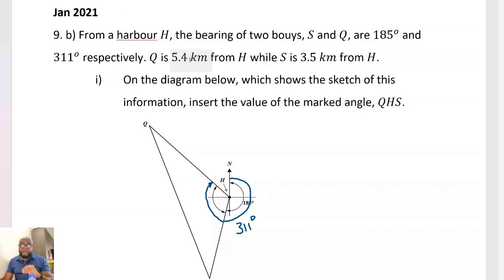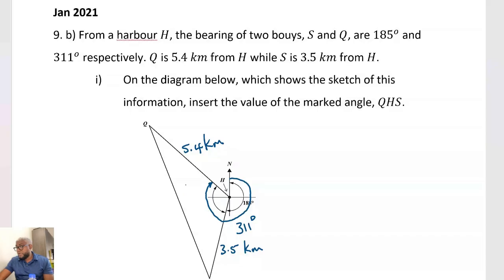They said Q is 5.4 kilometers from H. Would that be here? Everybody agrees? While S is 3.5 kilometers from H. Would that be here? Everybody good there? On the diagram below, which shows a sketch of the information, insert the value of the marked angle QHS.